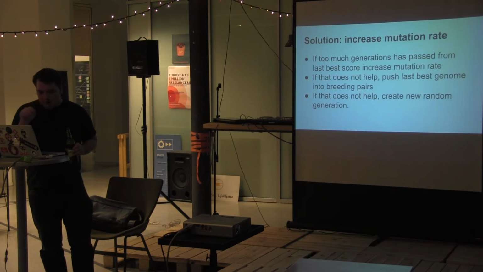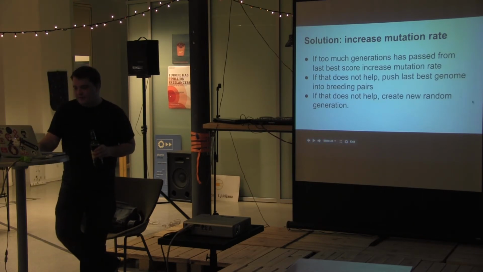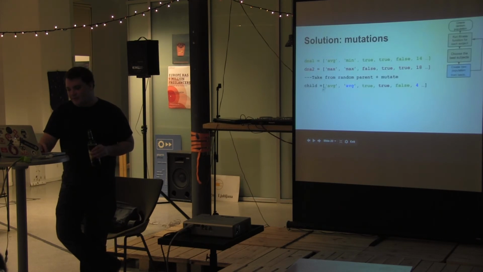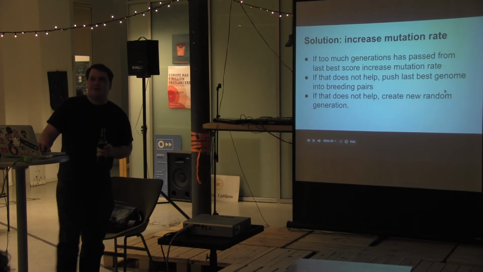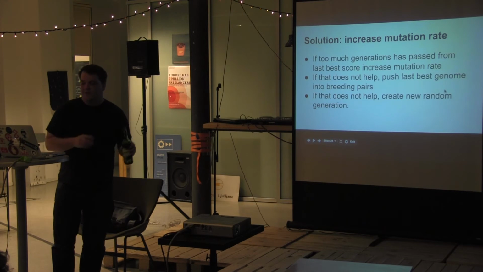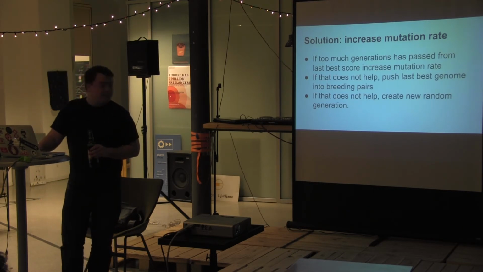The other thing was, if many generations had passed since the last best score, I increased the mutation rate. So this was happening. More of these were blue, let's say. If that didn't help, I pushed the last best known genome into the set of 10. And if that didn't help, I just created a new random generation of such objects.